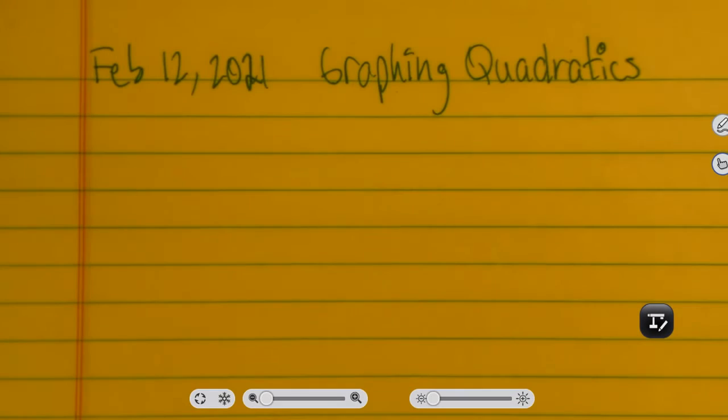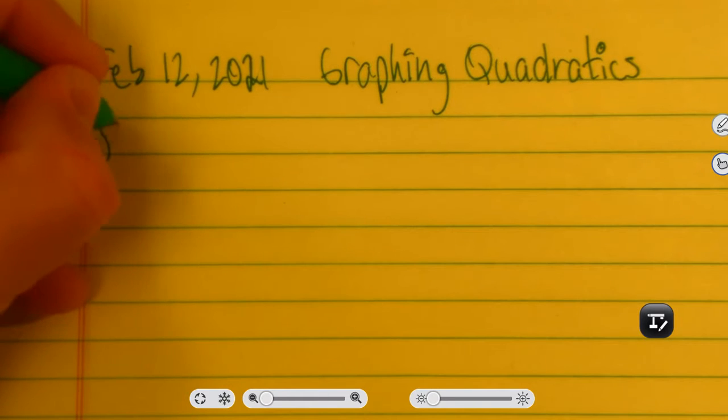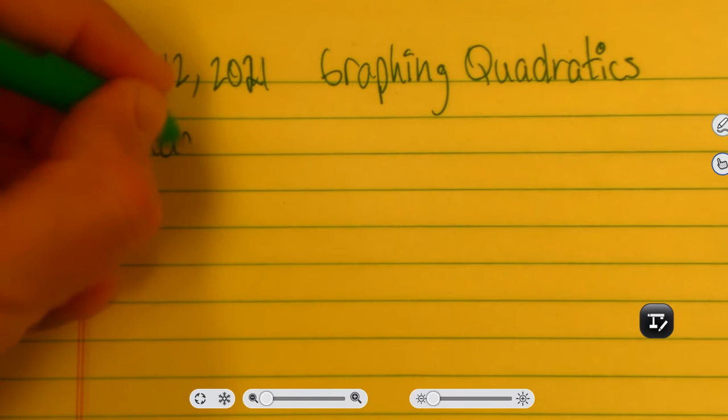So you might want to jot the date down. Today is February 12th, 2021. And we're graphing quadratics. We want to start out with, first of all, just recognizing that standard form of a quadratic. We already know that.